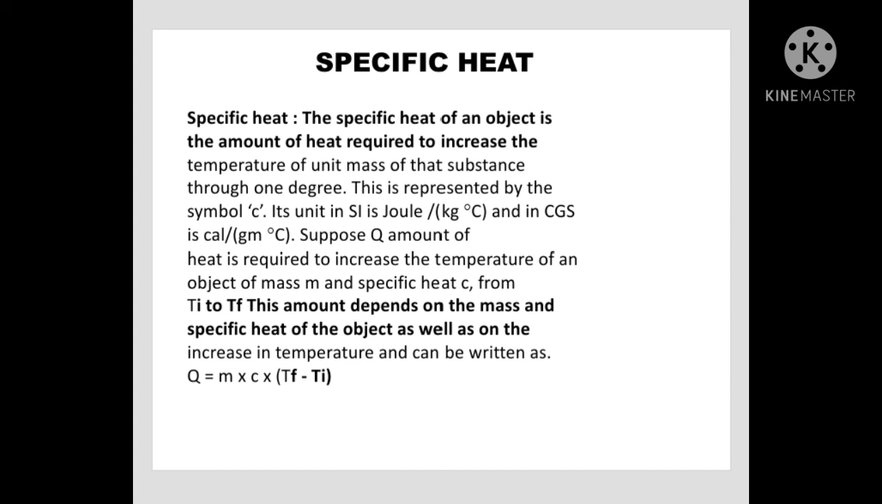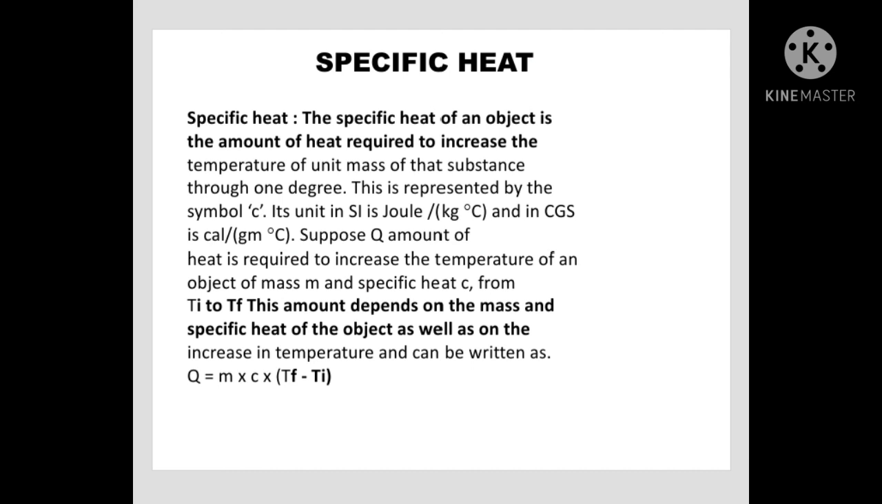So students, the specific heat of an object is the amount of heat required to increase the temperature of unit mass of the substance through 1 degree. Okay students? Keep in mind, students, any object is there. I have to increase the temperature by 1 degree Celsius. So how much heat is required to increase the temperature by 1 degree? That amount of heat is the specific heat for it. Okay students, is it clear now?